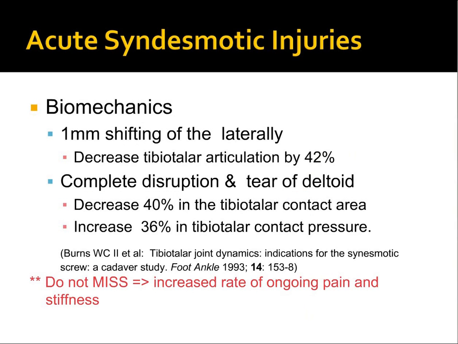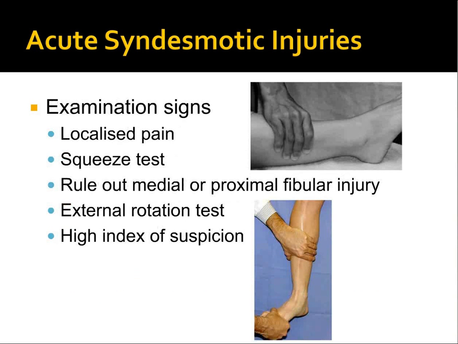Consider shifting the talus 1 millimeter. It decreases your tibiotalar articulation by 42%. If you have complete disruption and tear of the deltoid, it decreases the tibiotalar contact area by 40%. Conversely, it increases your tibiotalar contact pressure by 36%. So what it shows is any significant shift more than 1 or 2 millimeters, you'll get significant changes in contact pressures and contact forces through your ankle. It increases your arthrosis rate.